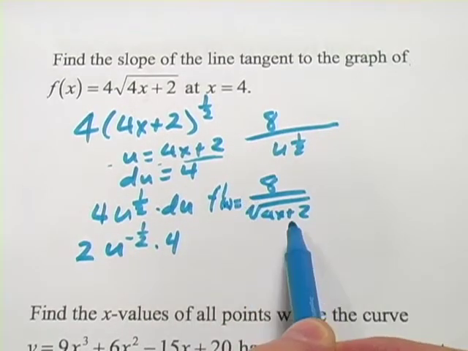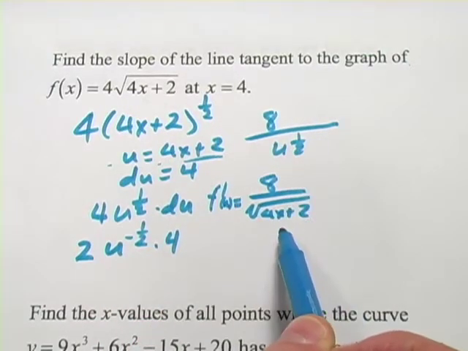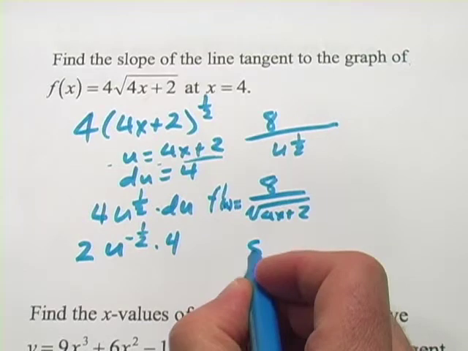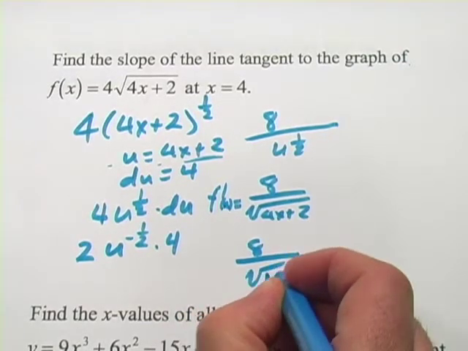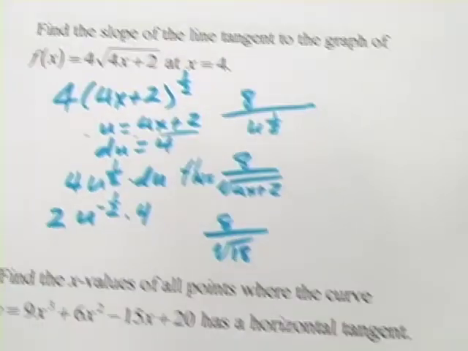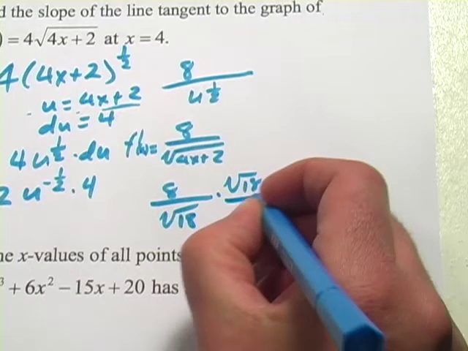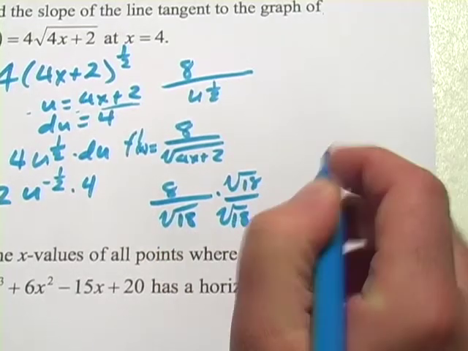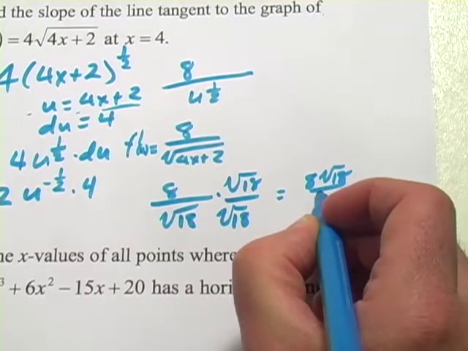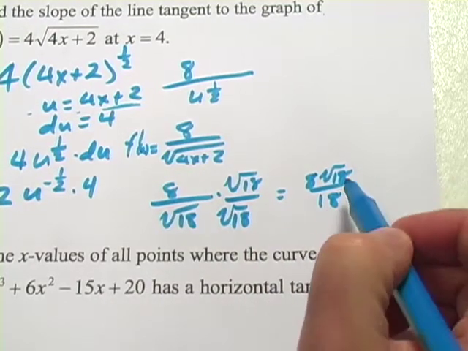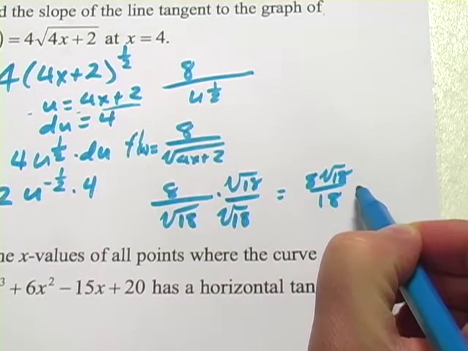Now to find the slope of the line tangent to this function at x equals 4, we simply plug in 4 for x. So we get 8 over the square root of 4 times 4, which is 16, plus 2, so that's the square root of 18. And then we'll probably want to rationalize this, so I'm going to multiply by the square root of 18 over the square root of 18. And we get 8 times the square root of 18 over 18. And let's see, I can take 9 out of here, so that's 24 over 18 times the square root of 2.